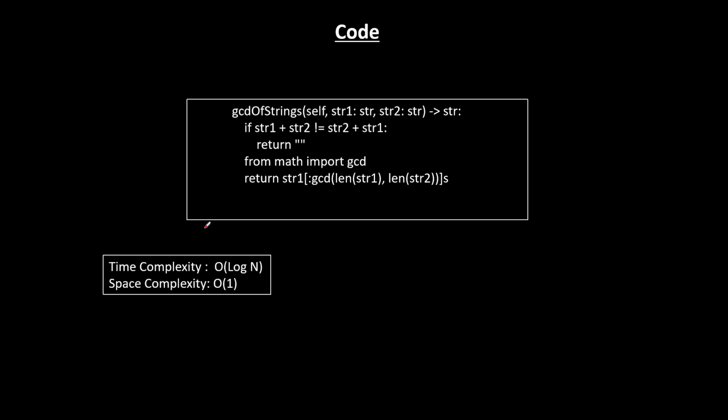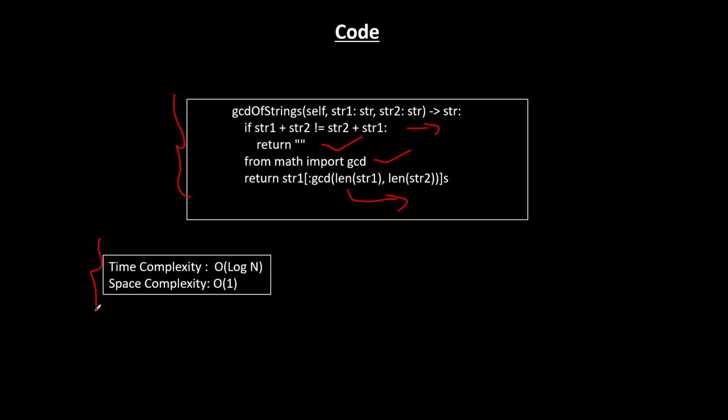This is the code, GCD of strings. Exactly the same as I explained earlier. This is in Python. So first we check. This is the first check. We return if it is false, right? Then we import the GCD, and this is the output of the common ground.